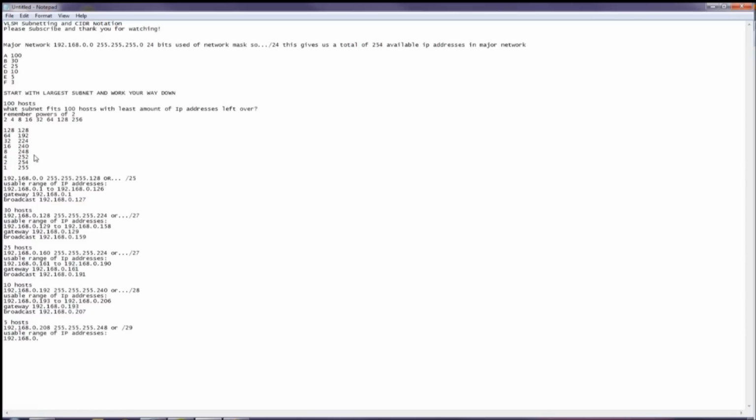Be a usable range of 192.168.0.209. It's only going to go up to 192.168.0.214. Give us a gateway address of .209, and the broadcast address will be 192.168.0.215.